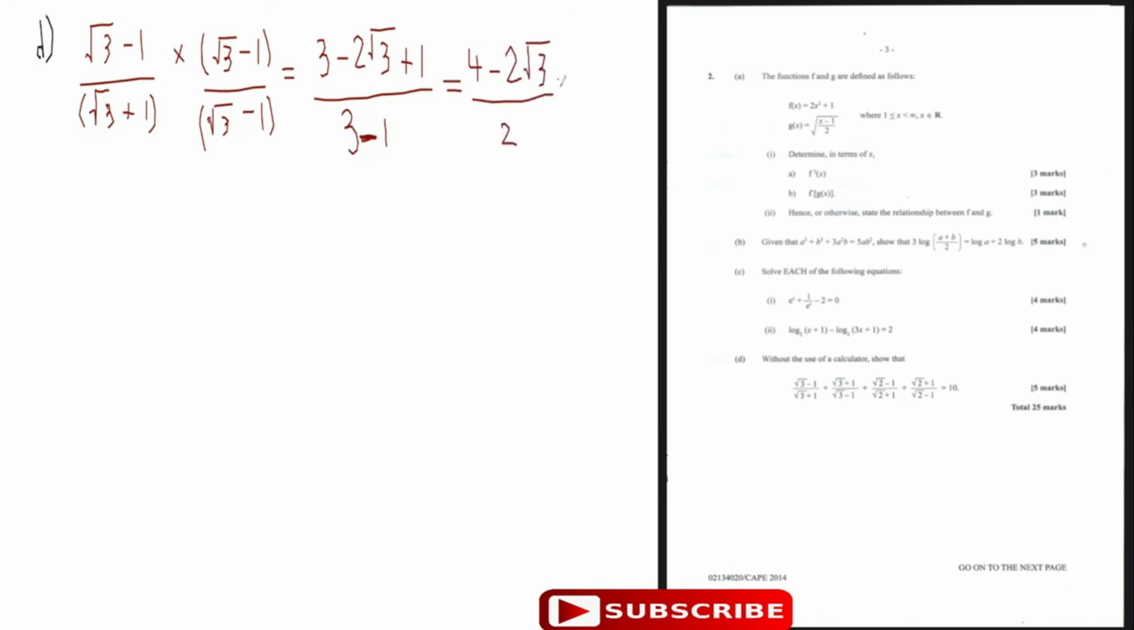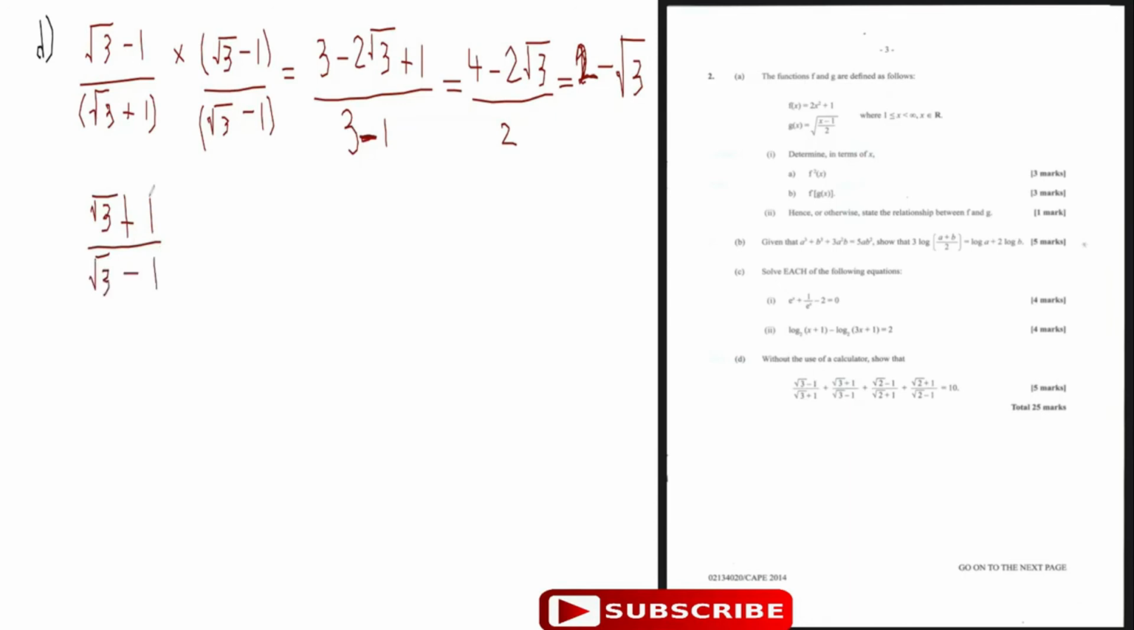And then I do the division, and then I'm going to get 4 over 2 is 2, which is going to be 2 minus 2 root 3 over 2 is just minus root 3. So now I have 2 minus root 3. All right. Now the next one that I'm going to have to worry about is root 3 plus 1 over root 3 minus 1.